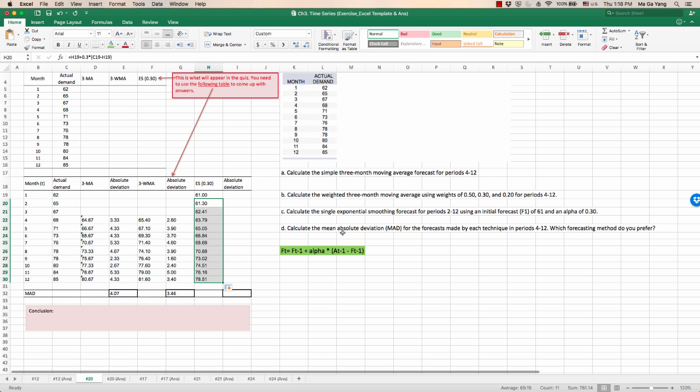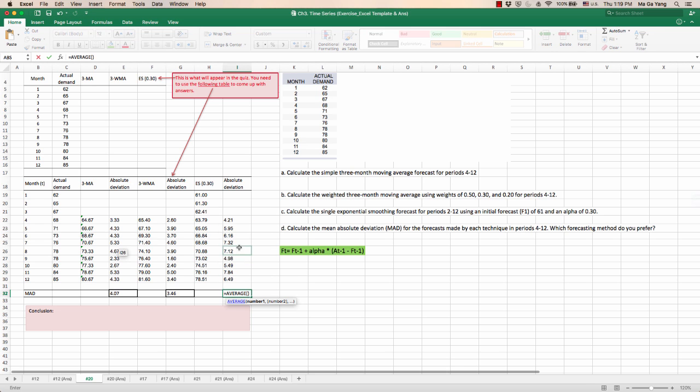Then they are asking to calculate the mean absolute deviation for the forecast made by each technique in period 4 through 12, starting with period 4. The absolute value of actual demands minus forecasting value. So we are taking only the absolute deviation from period 4 through 12, to be fair to the other forecasting methods. Then taking the average value of the absolute deviation. Oh, the MAD becomes very high.